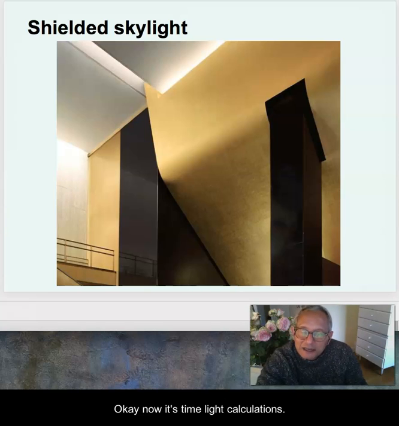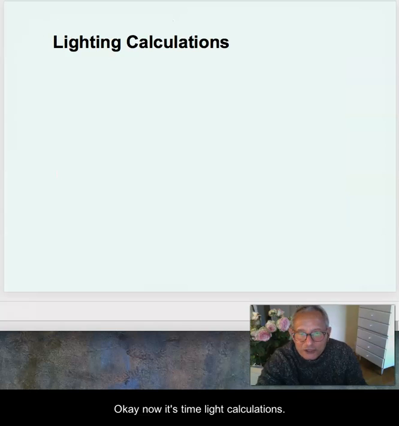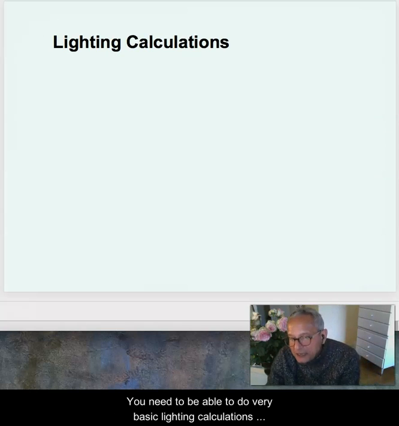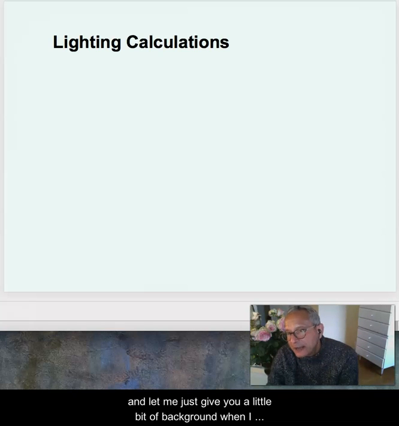Okay, now it's time. Light calculations. You need to be able to do very basic lighting calculations, and let me just give you a little bit of background. When I worked as a lighting designer, we did a lot of very simple, straightforward calculations. There have to be very complex calculations, but we can simulate those, we can do those in a lot of other ways. So you'll still want to be able to do relatively simple, straightforward lighting calculations.